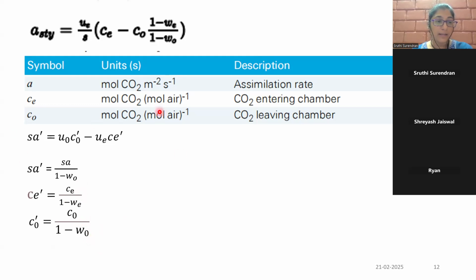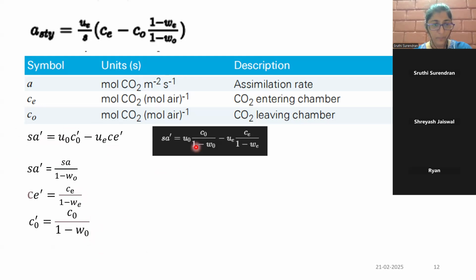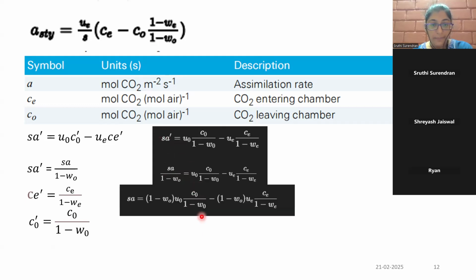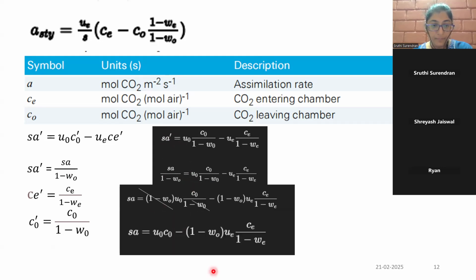So if this is the mass balance equation, when we substitute these three values in A dash, C naught dash and Ce dash, we will get mu naught into C naught by 1 minus W naught, minus mu E into Ce by 1 minus We. Again, since SA dash means SA by 1 minus W naught, we will substitute that in place of this in the LHS. And once we solve, we will finally get something like this: SA is equal to mu naught C naught minus 1 minus W naught, mu E into Ce by 1 minus We.